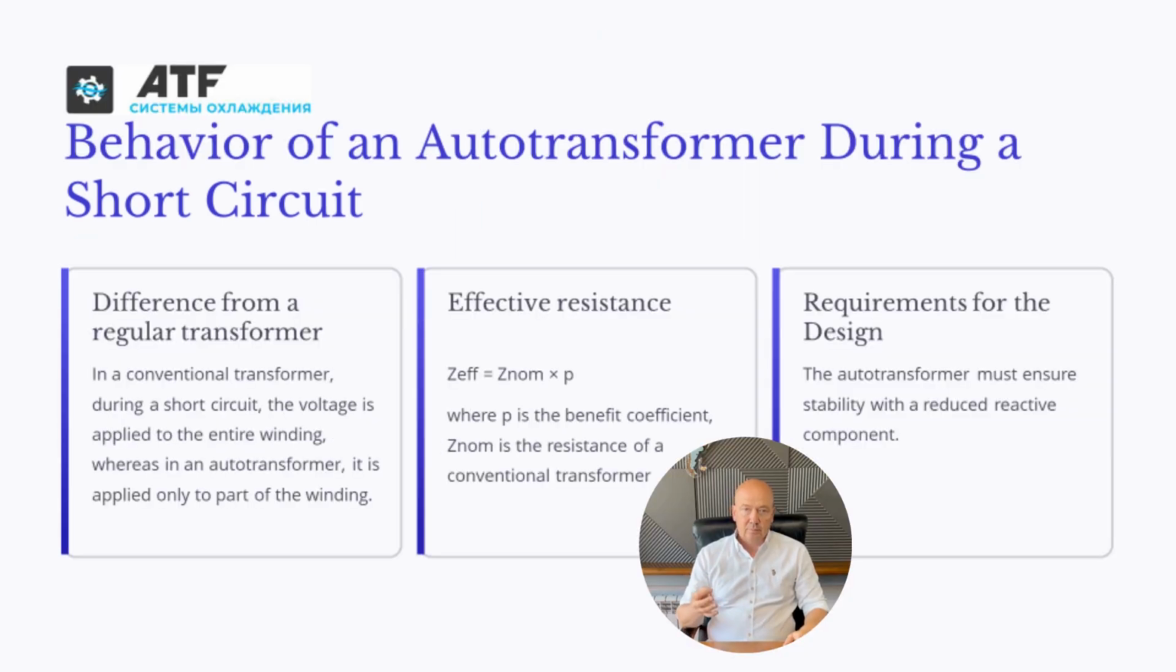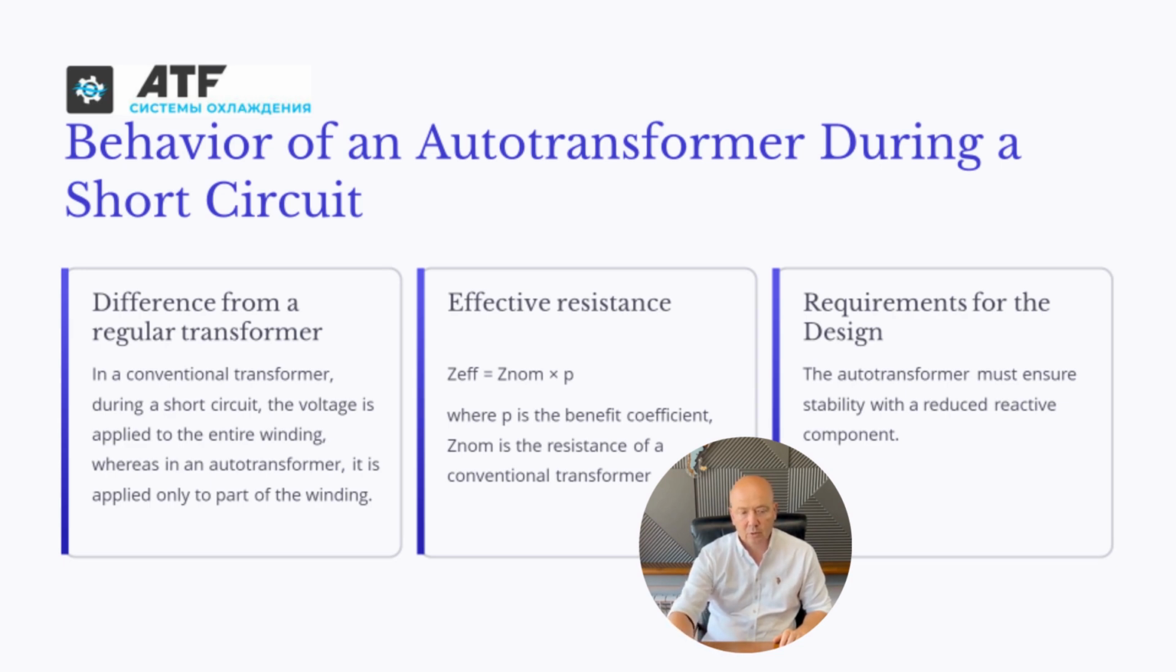Short circuit behavior. In a conventional transformer, during a short circuit, the voltage is applied across the entire winding. In an autotransformer, it is applied only to part of the winding, which changes the calculation. The effective short circuit resistance in an autotransformer is lower than in a conventional transformer. It is calculated as effective resistance equals nominal resistance multiplied by the benefit factor, where the benefit factor is a dimensionless number showing the winding connection advantage. Nominal resistance is the short circuit resistance of a regular transformer.